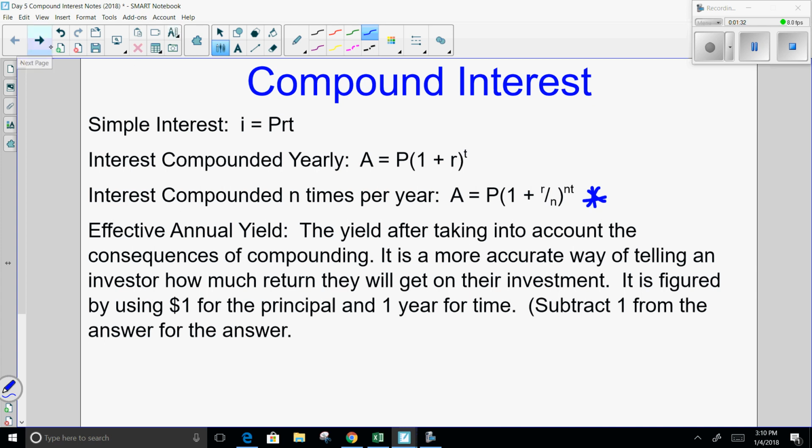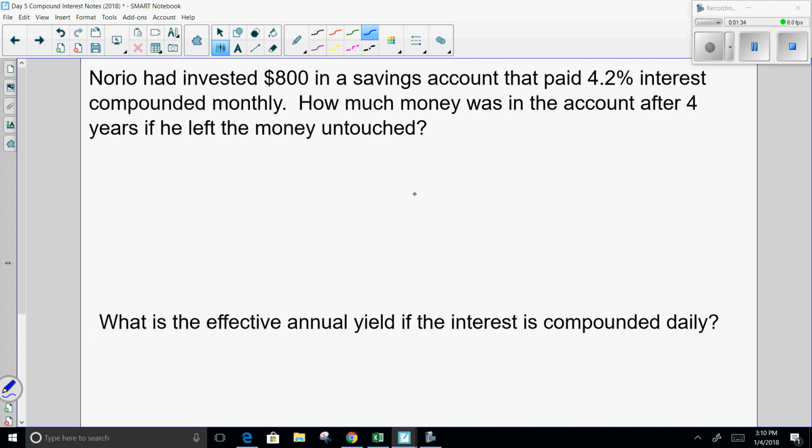So let's look at a couple of examples. This first one says Norio had invested $800 in a savings account that paid 4.2% interest compounded monthly. How much money was in the account after 4 years if he left the money untouched? So this right here, compounded monthly, will tell you exactly what formula you're going to use. Since it's compounded monthly, that means it's compounded a certain amount of times per year, which means you're going to use that formula.